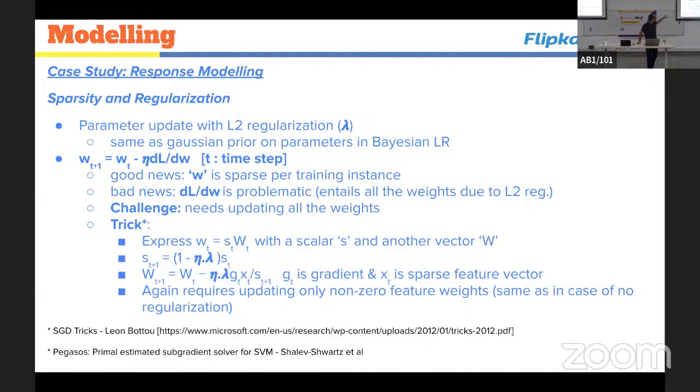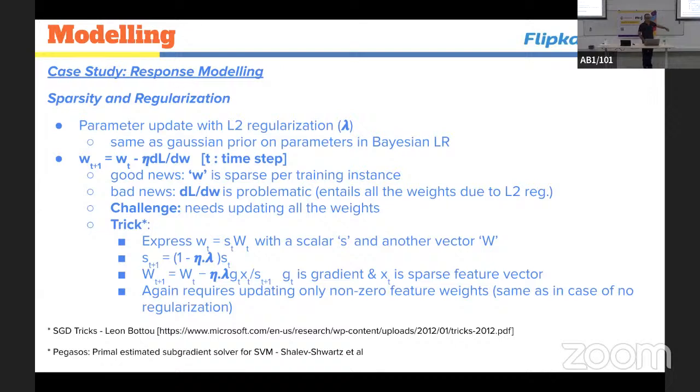Now you see capital W_t is what you are updating, and because of the X component at time t, the training instance, only non-zero Xi will be there. It will be updated only for those values. For others it won't be updated, which is what we wanted, because the scalar has to be updated only once for all the features. So this is a very neat trick.